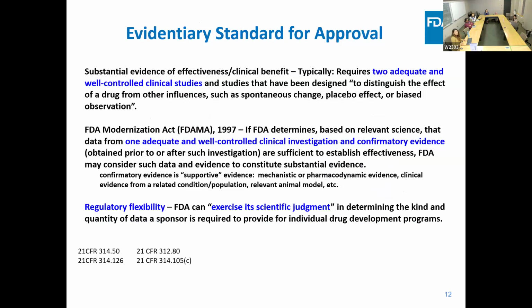So the law says that we require 2 adequate and well-controlled trials to distinguish the effect of a drug from other influences, such as placebo effect. However, in 1997, the FDA Modernization Act was passed, and this can allow for 1 adequate and well-controlled investigation and confirmatory evidence. What confirmatory evidence is depends on each situation, and that comes from conversations with the FDA. So it can be mechanistic or pharmacodynamic evidence, clinical evidence from a related condition or population, relevant animal model, etc.